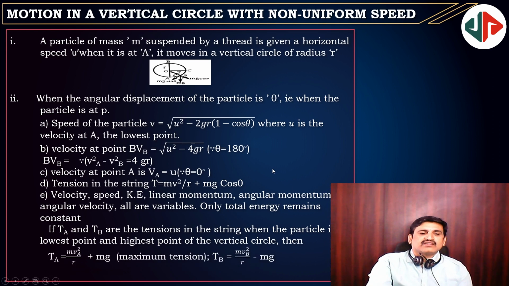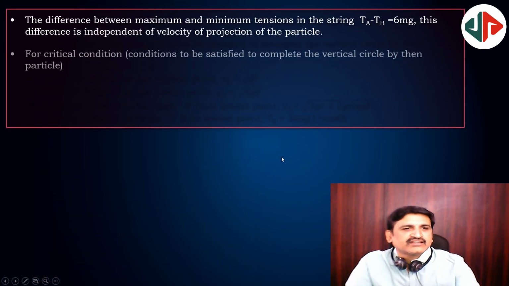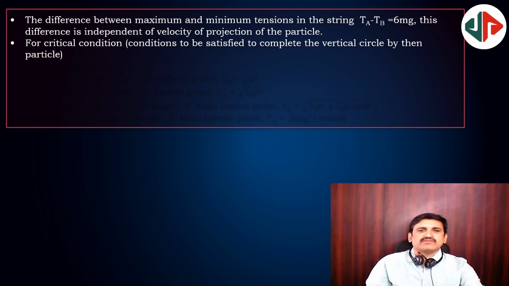Next, tension at the lowest position is mv square by r plus mg. V is the velocity at the lowest position. At the highest position, mv square by r minus mg, and v is the velocity at that highest position. Next one, the difference between maximum and minimum tensions, Ta minus Tb, is 6 mg in this case. Which case? Vertical circular motion with different velocity. Lowest position velocity is v1, highest position velocity is v2.